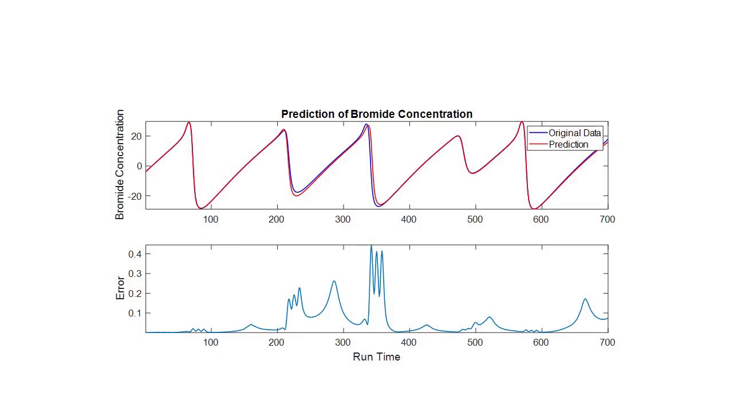So this is the first prediction, and probably one of the nicer predictions that we have. On the top we have the prediction in red and the original data in blue of the bromide concentration over 700 data points. And the graph below is the error between the two. You can see that we have a lot of regions where the error is very low and some where it's not. For this first range of 200 points, we have a fairly strong prediction, where in other regions we also have a very low error.